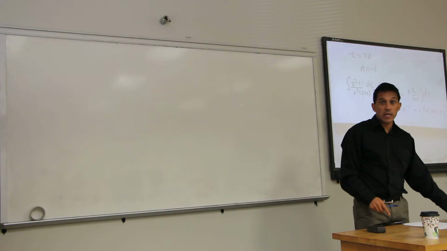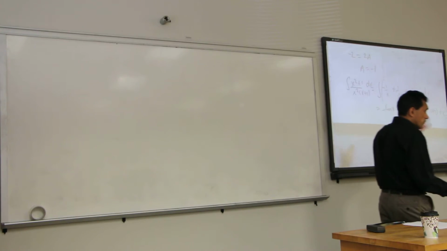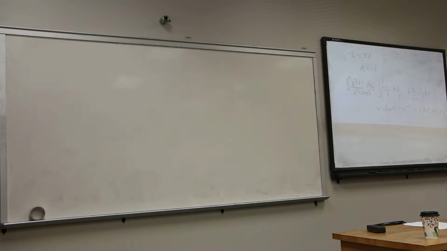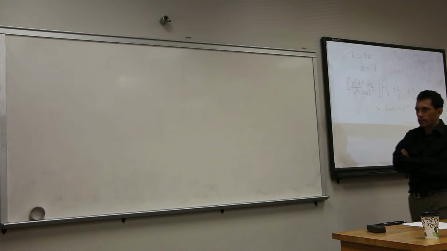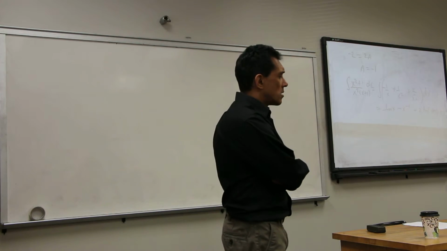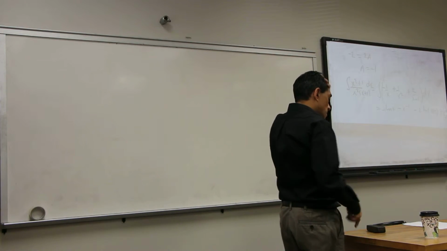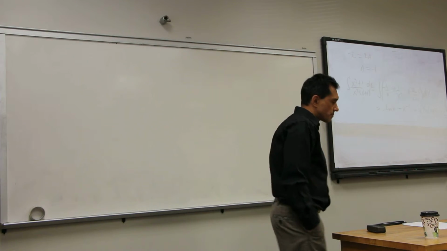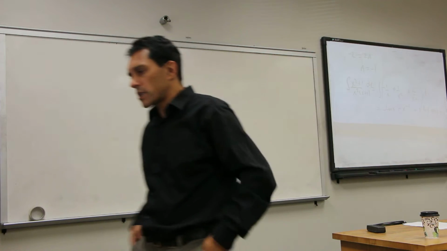Okay, let us finish the partial fractions today. The last one we had was when you have an irreducible quadratic factor. When you have an irreducible quadratic factor, there's nothing you can do. You just have to use a linear factor on the numerator. Let's take a look at an example.